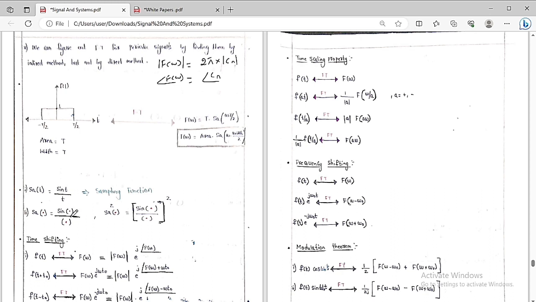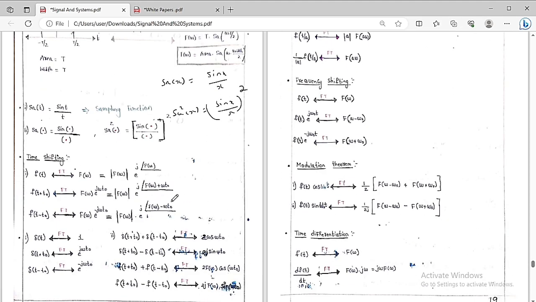Psi of any dummy variable is equal to sin of the dummy variable by the dummy variable. Psi square of the dummy variable is sin of the dummy variable by the dummy variable, whole square. So always remember, Sa of x is equal to sin x by x, and Sa square of x is nothing but sin x by x whole square. Very simple, right? This is called the sampling function.